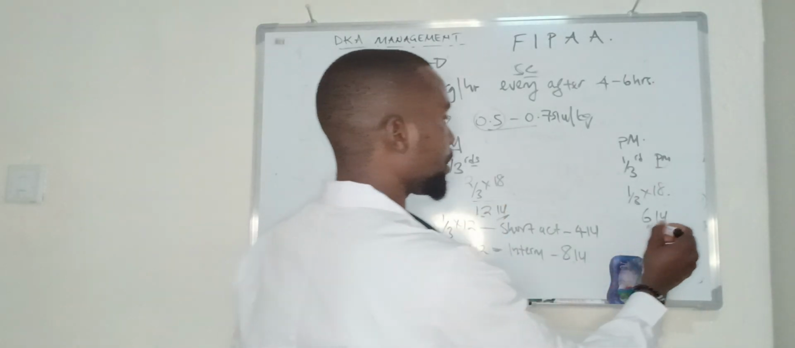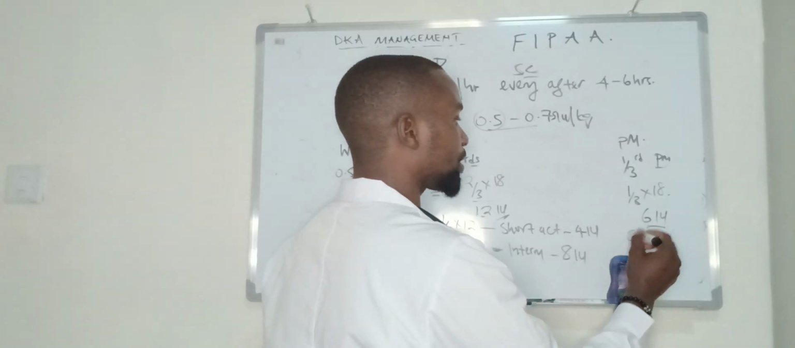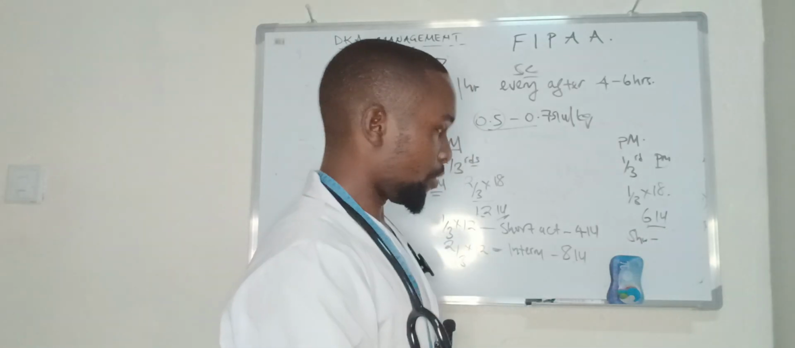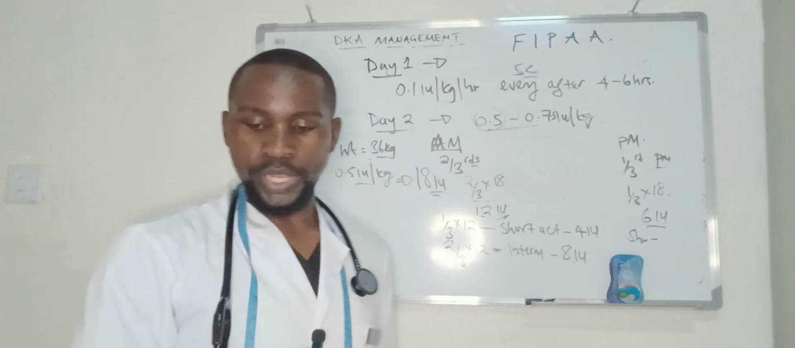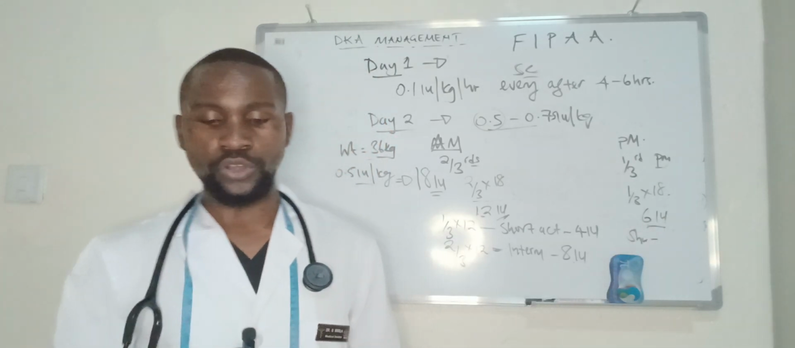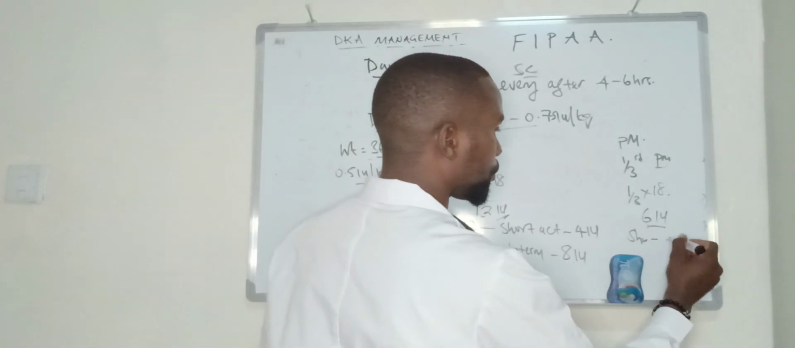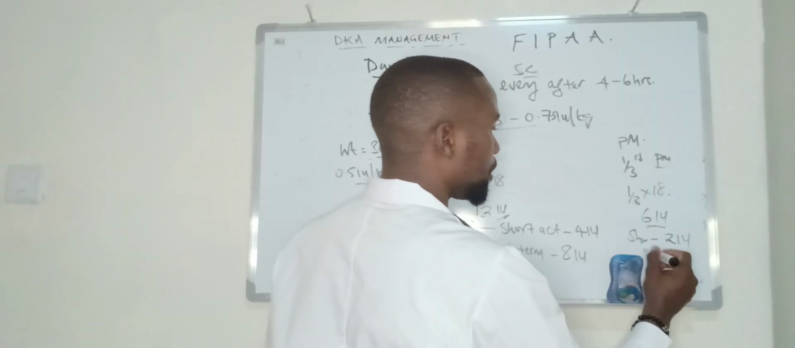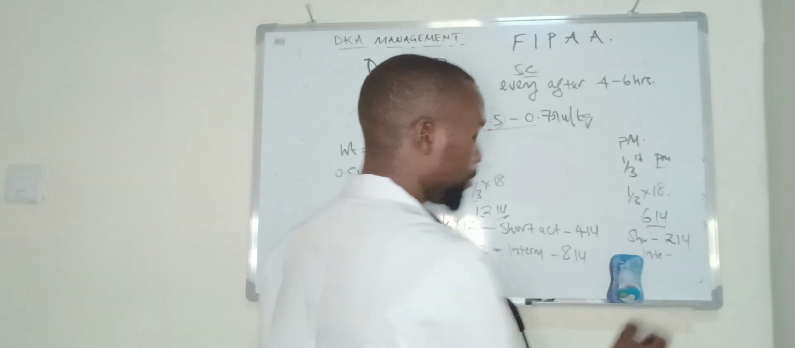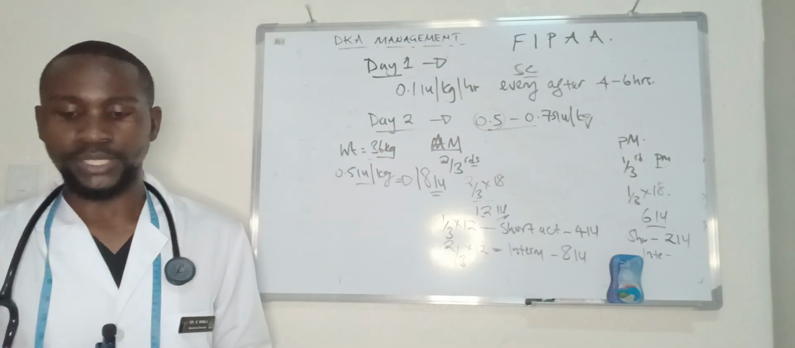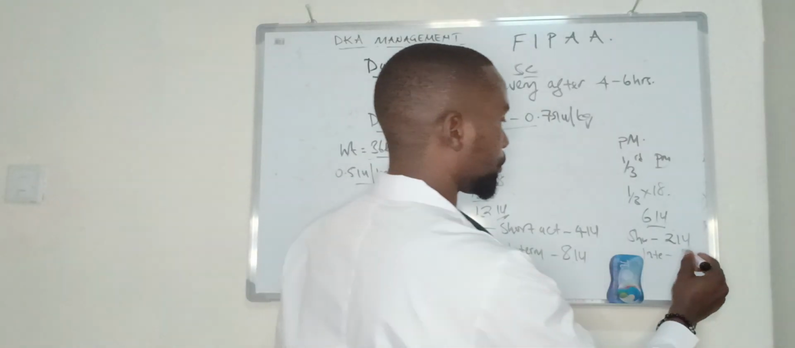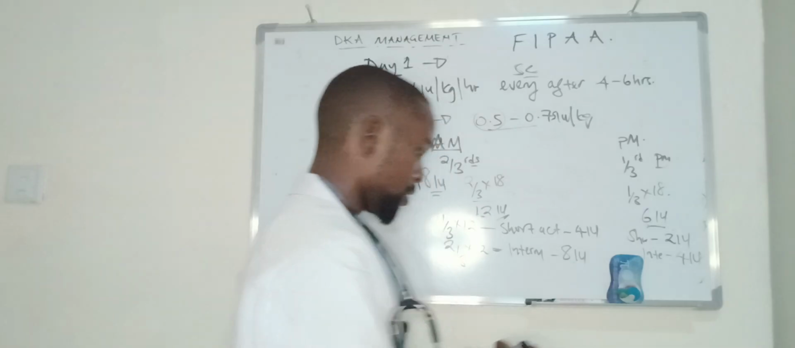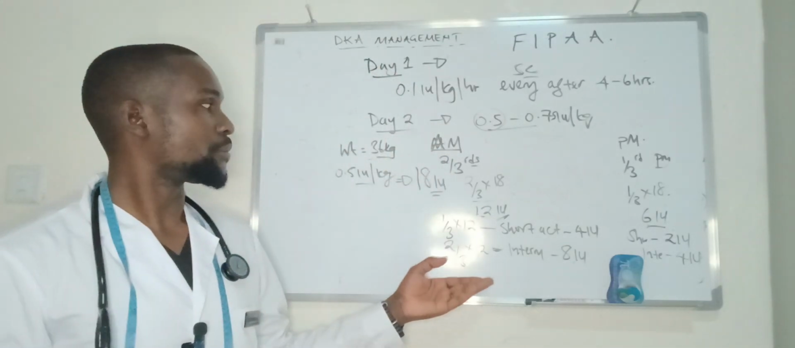For the evening, short acting is 1/3 of these 6, meaning your short acting, which is soluble insulin, is going to be 2 international units. Your intermediate acting, which is lente, is going to be 4 international units. So this is how you are going to be giving.